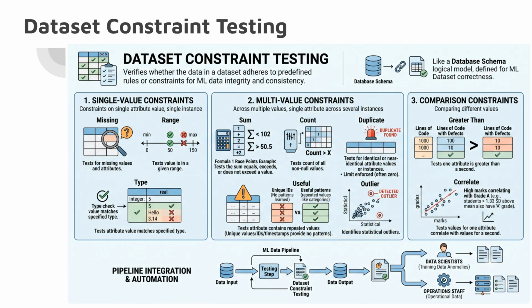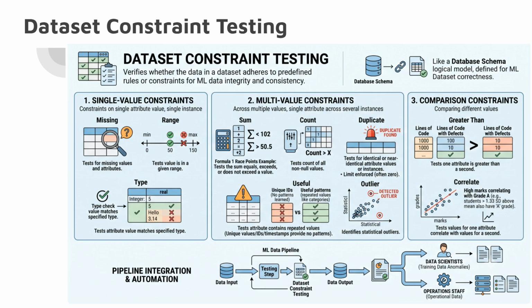A special form of multi-value constraint can compare different values, a comparison constraint. For example, greater than, tests that one value for an attribute is greater than a value for a second attribute. E.g., the count of lines of code for a program exceeds its count of lines of code with defects. Correlate, tests that the values for one attribute correlate with the values for a second attribute. E.g., all students with a marks attribute value at least 1.33 standard deviations above the mean also have a value of A for their grade attribute.